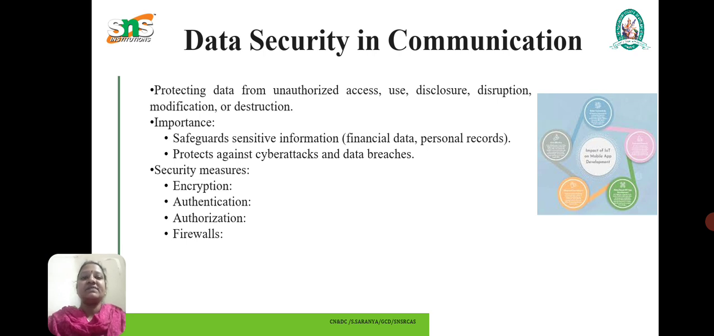The last one is firewalls. These act as security barriers that monitor and filter incoming and outgoing network traffic. They can block traffic based on predefined security rules, helping to prevent cyber attacks and malware infections.